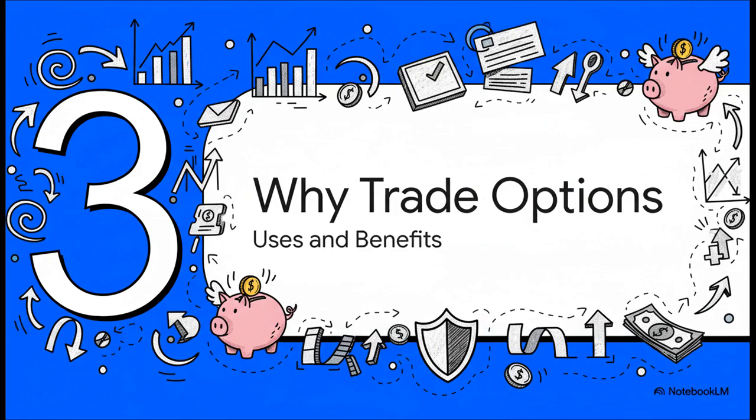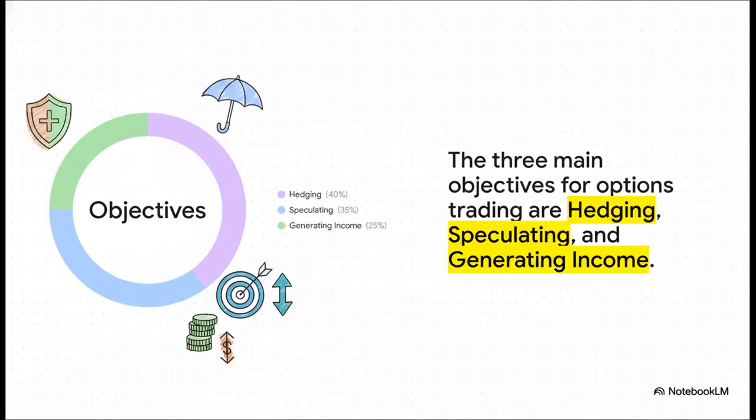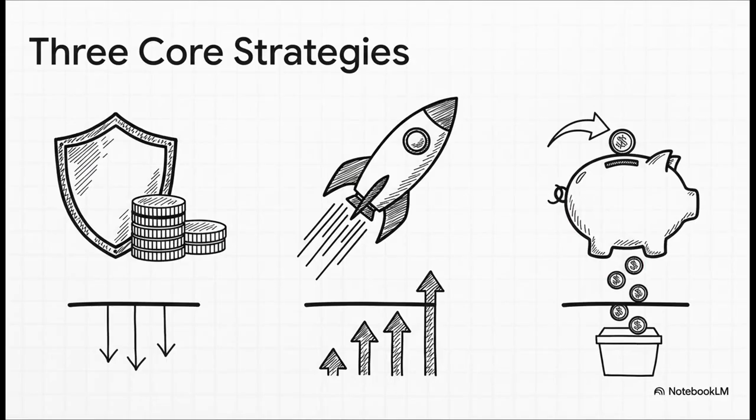All right, so we know what they are, and we know there are calls and puts. But why? Why do people actually trade them? What's the point of it all? Well, it turns out options are these super versatile tools that people use for a few very specific reasons. And when you look at it, it pretty much boils down to 3 main goals. You've got hedging, which is kind of like buying insurance for your portfolio. Then you have speculating, which is more like making a focused bet on where a stock is headed. And finally, generating income from stocks you already own. Let's just break those down real quick.